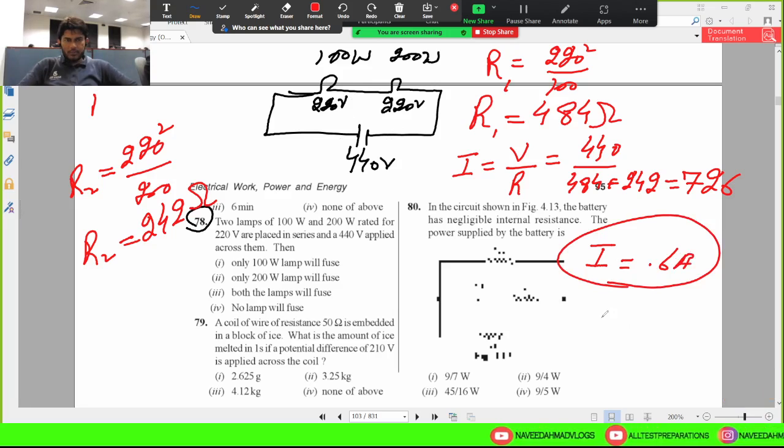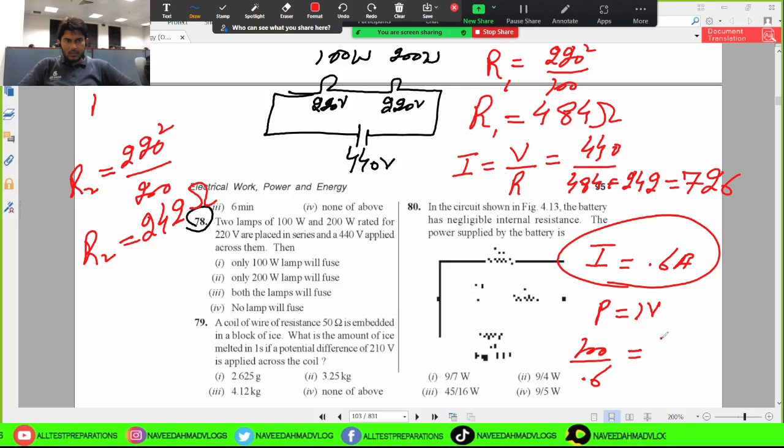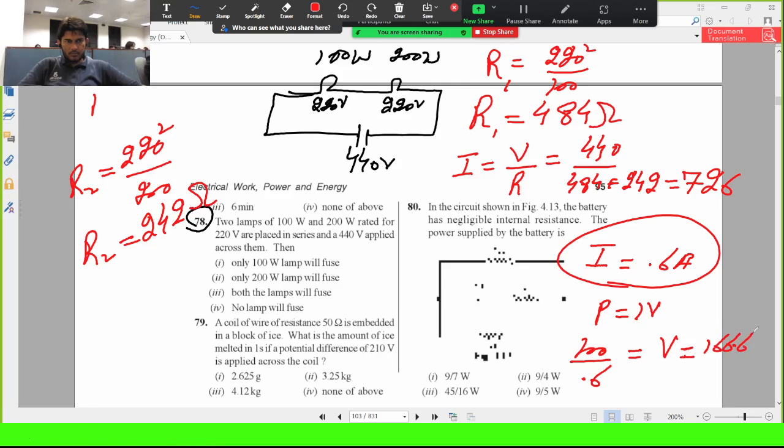Now you will need to find the voltage by using this current. As we know, P is equal to IV. So your power is 100, your current is 0.6, and that is equal to V. So 100 divided by 0.6 is equal to 166.6 volt.